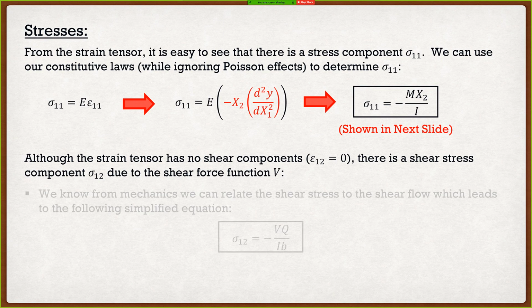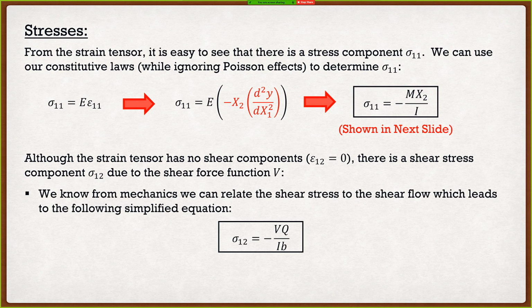So in order to find shear stresses, we utilize the relationship between shear stress and shear flow, which you guys have learned in mechanics and materials. Fairly simple. All we need to realize is that our shear stress component, sigma 1,2, is going to be equal to negative V, where V, of course, is our shear function, times Q, divided by IB. Now, I is the moment of inertia of the beam, very simple, and B is the depth of the beam into the page. So the depth of the beam into that third direction.